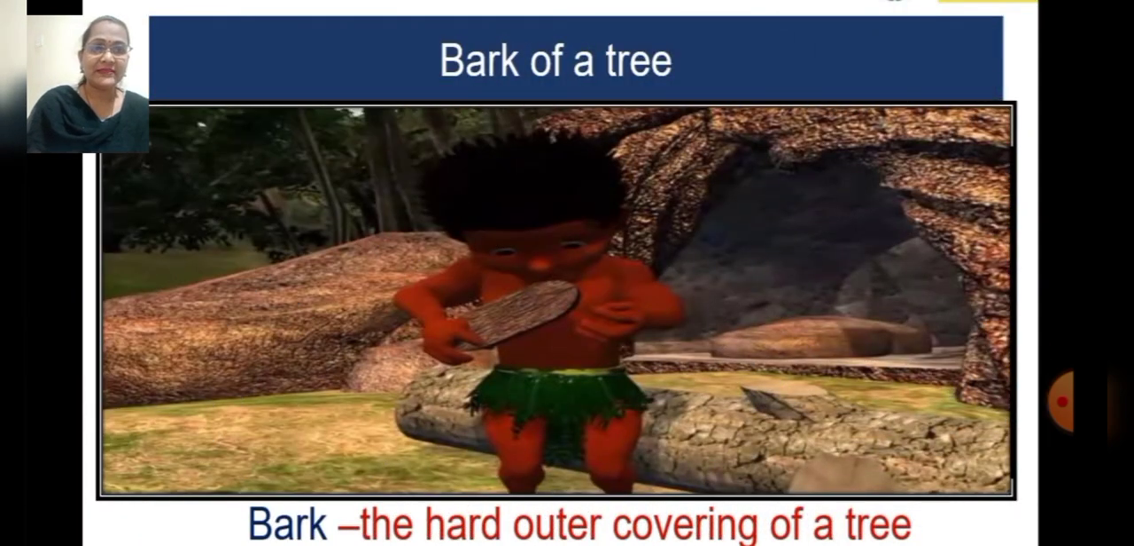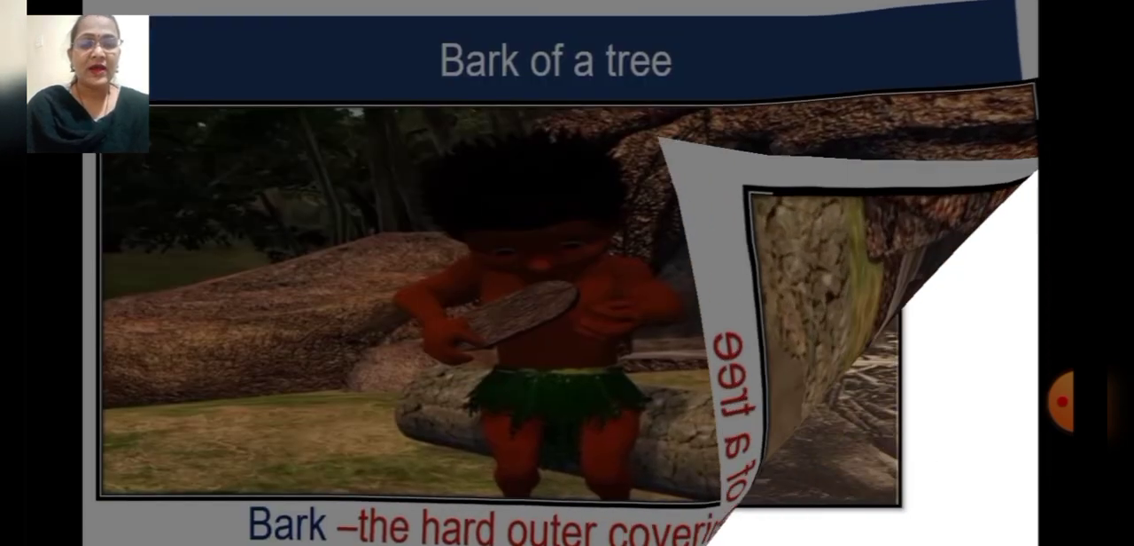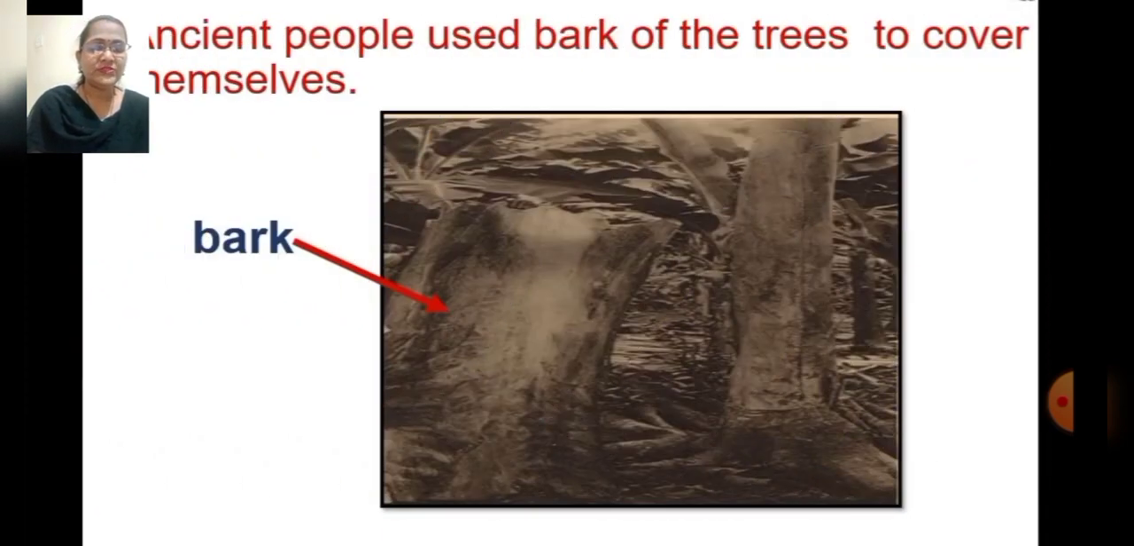Now, bark is another thing which early humans used to cover their bodies with. What is bark, students? Bark is the hard outer covering of a tree. So, ancient people used the bark of trees to cover their bodies.